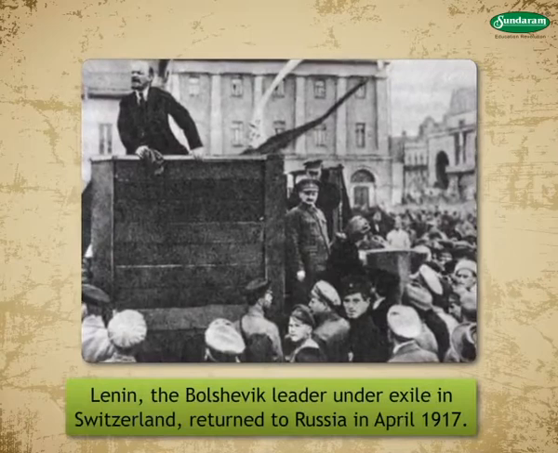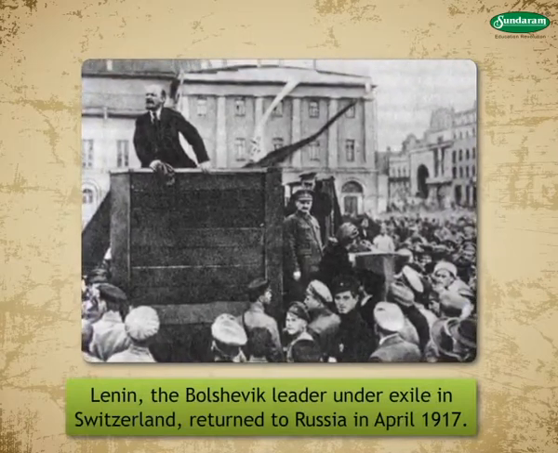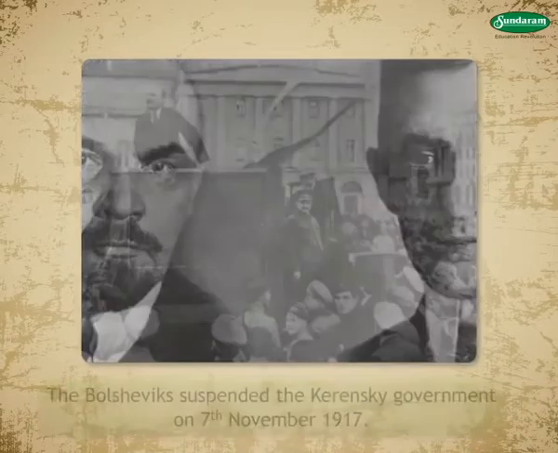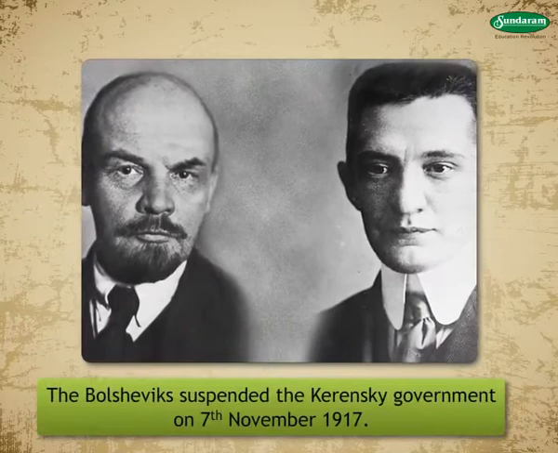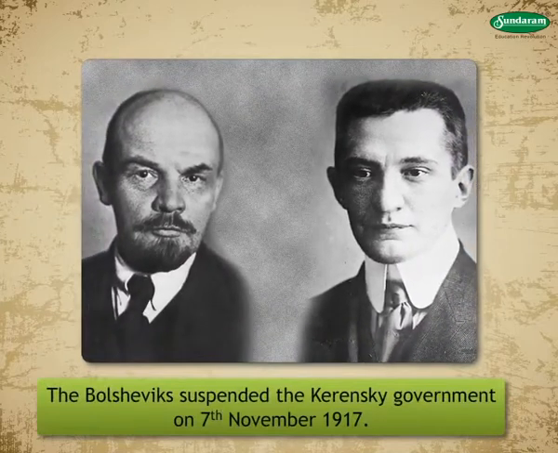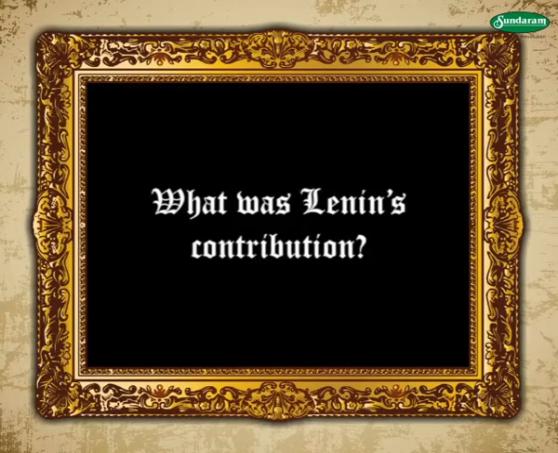under exile in Switzerland, returned to Russia in April 1917. Following a huge conflict between Lenin and Kerensky, the Bolsheviks suspended the Kerensky government on 7th November 1917. As a result, the course of the Russian Revolution came to an end. What was Lenin's contribution?